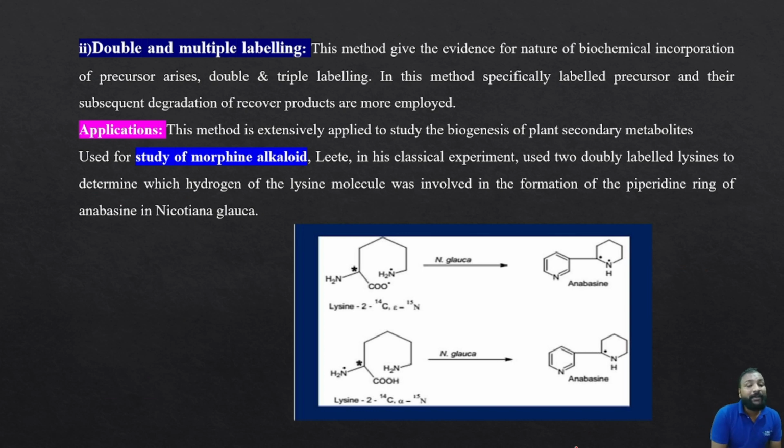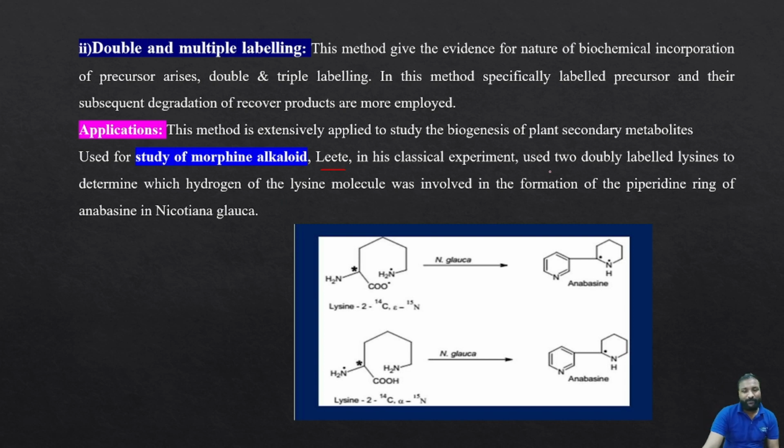Another one is double and multiple labeling. In this, one scientist has done an experiment. He just wanted to know which compound, which labeled atom, will be helpful or leads to the formation of the end product or the secondary metabolite.